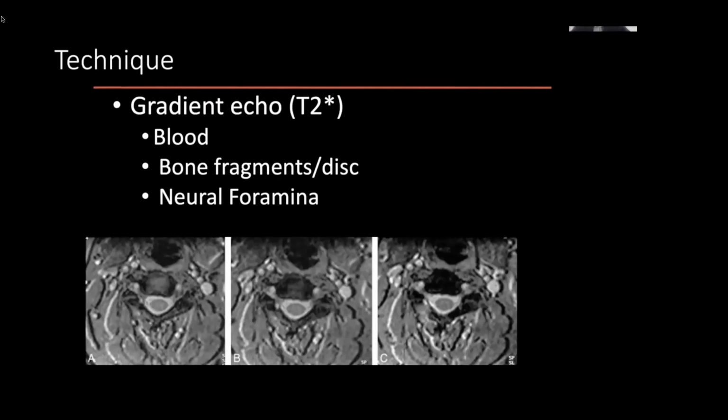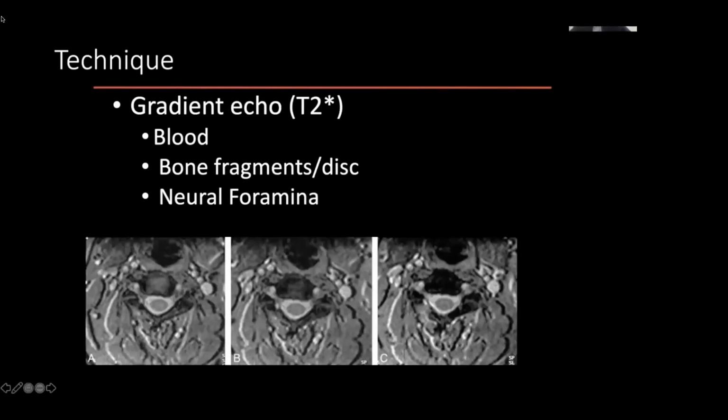Similarly, we talk about gradient echo or T2 star. Some people call this the hemosiderin sequence because it's typically good for looking for blood products. Some vendors have names for the newer, better gradient echo sequences, like you may have seen what's called a SWI, or susceptibility weighted sequence.